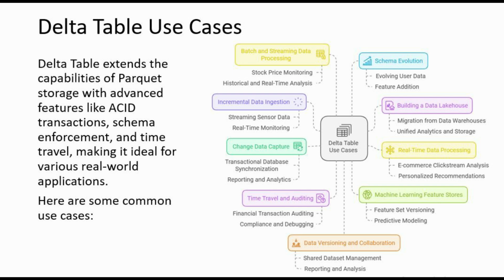Use case 10, unified batch and streaming analytics. Finally, Delta tables unify batch and streaming analytics. A retail company, for instance, might analyze historical sales data alongside real-time inventory updates to optimize its supply chain. This unification reduces complexity and ensures consistent results across workloads.